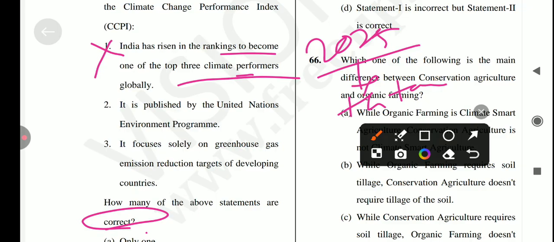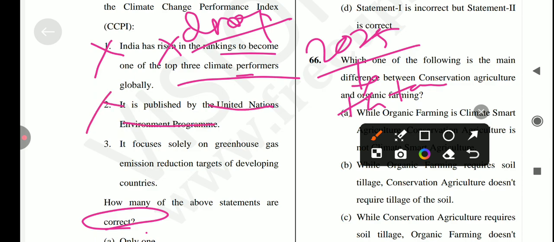और ये क्या करता है? राइज नहीं होता है, ये ड्रॉप होता है. Okay, ड्रॉप होता है. So if we're talking about it, India drops 2 places but remains among the top 10 climate performers. Okay, और ये पब्लिश कौन करता है? तो Germanwatch, New Climate Institute and Climate Action Network International इसको पब्लिश करता है. So second statement is also incorrect.